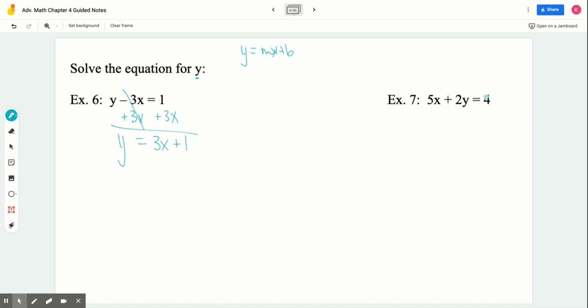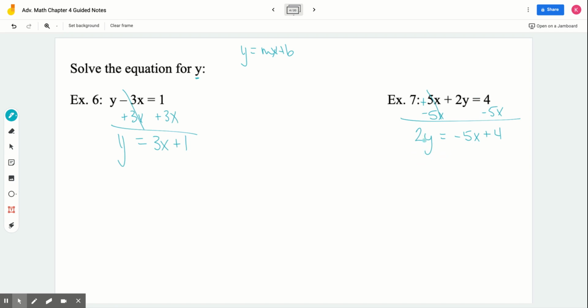Positive 3x, positive 1. Now we have our equation in y equals mx plus b form, and y is by itself. Go ahead and try number 7. Here on number 7, we're starting on the side with y, but furthest away from it. So we see that this is a positive 5x. When there is no sign in front of it, we know that it's positive. The opposite of positive 5x is to subtract 5x, or negative 5x. 5x take away 5x cancels, and we're left with 2y equals negative 5x plus 4.